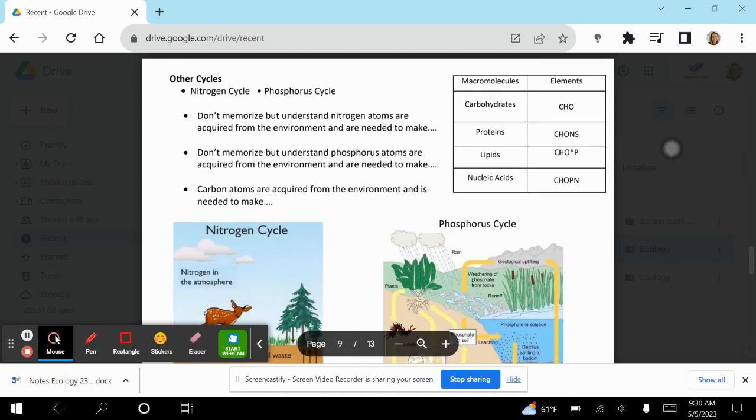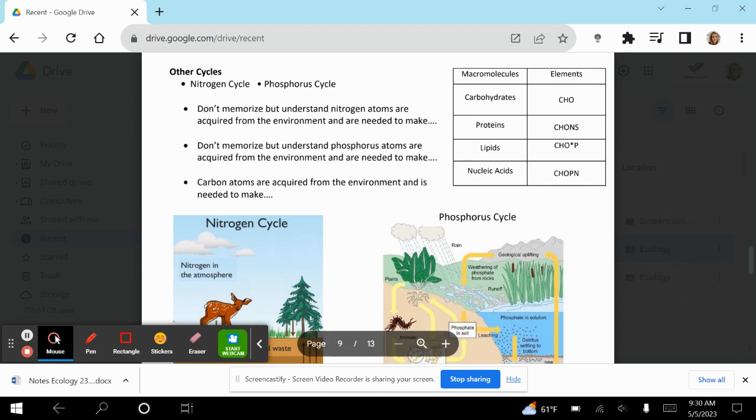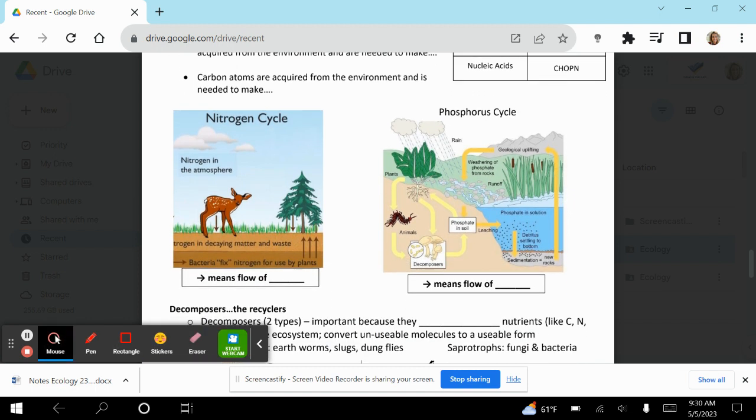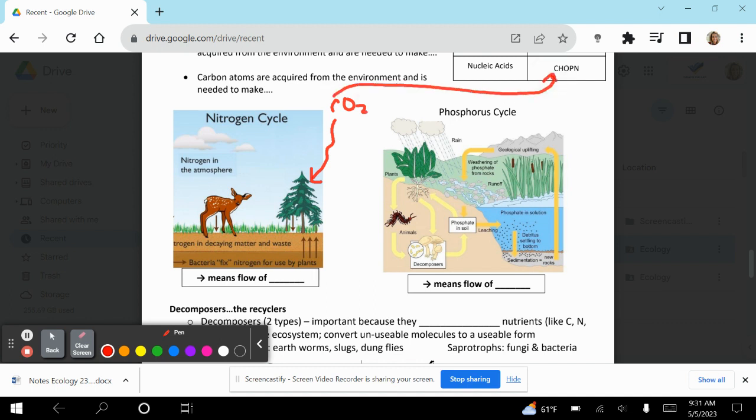Now, let's take a look at a couple other cycles here. You don't need to know the specific processes of the nitrogen and the phosphorus cycle, but I just need you to understand that whenever we see the nitrogen cycle, those arrows mean the flow of nitrogen. A couple things I want to point out is we talked about that CO2 gets pulled into the leaves of plants. And again, that's where they get their carbon atoms to make their proteins, carbs, lipids, and nucleic acids.